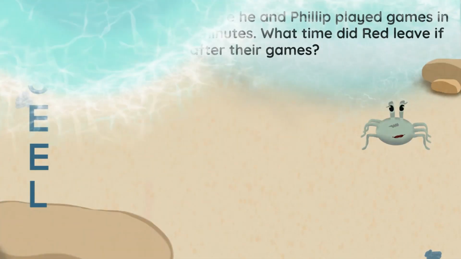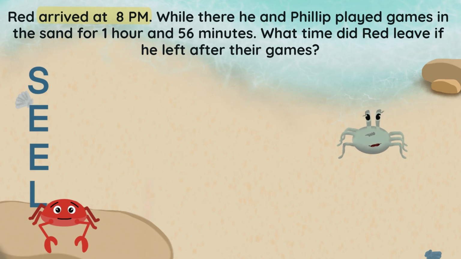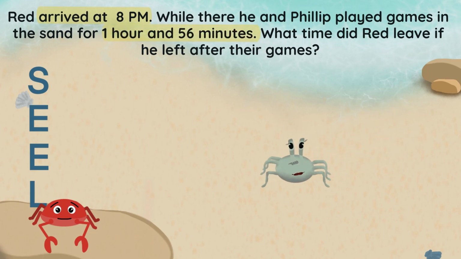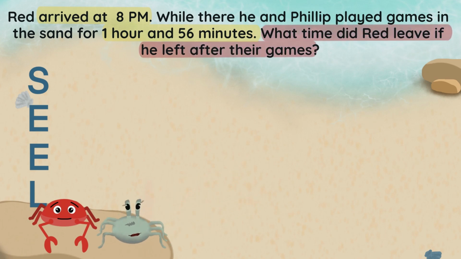Red went to see Philip's new home. He arrived at 8 p.m. While there, he and Philip played games in the sand for 1 hour and 56 minutes. What time did Red leave if he left after their games?